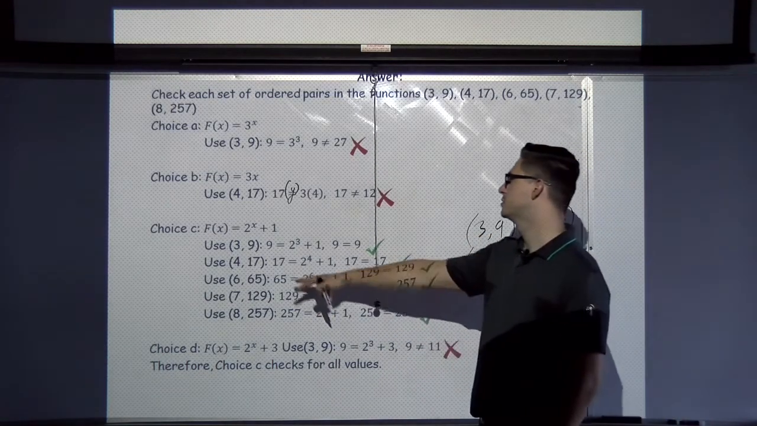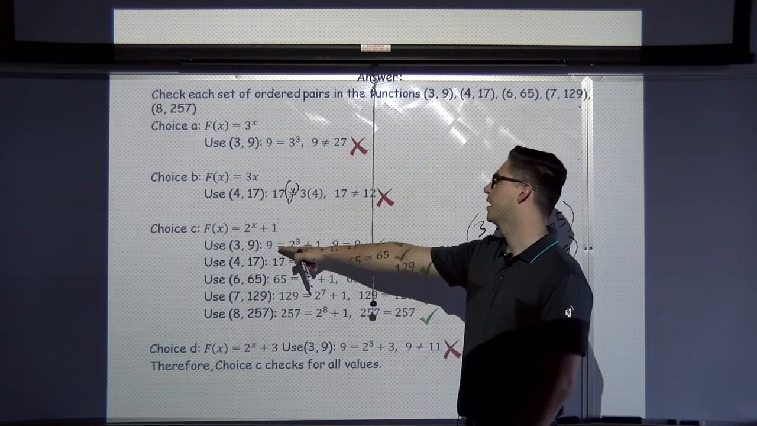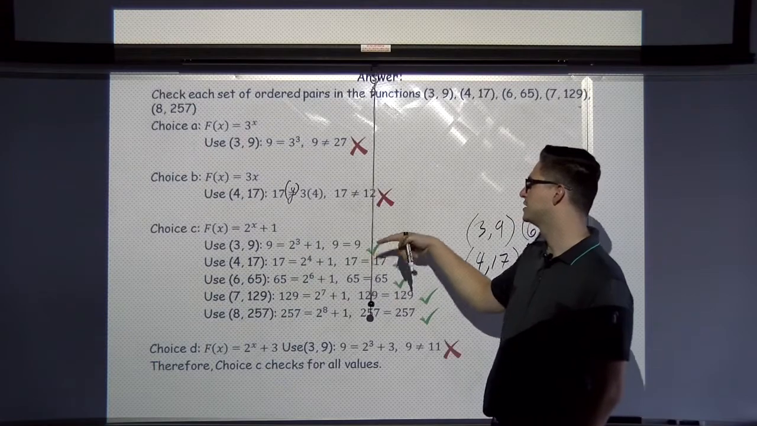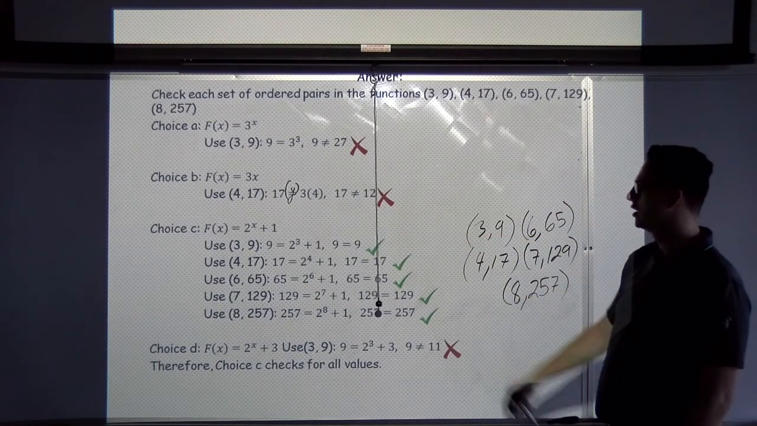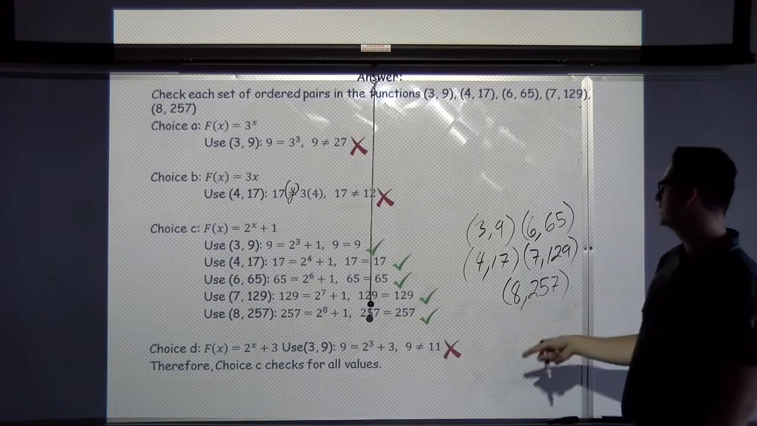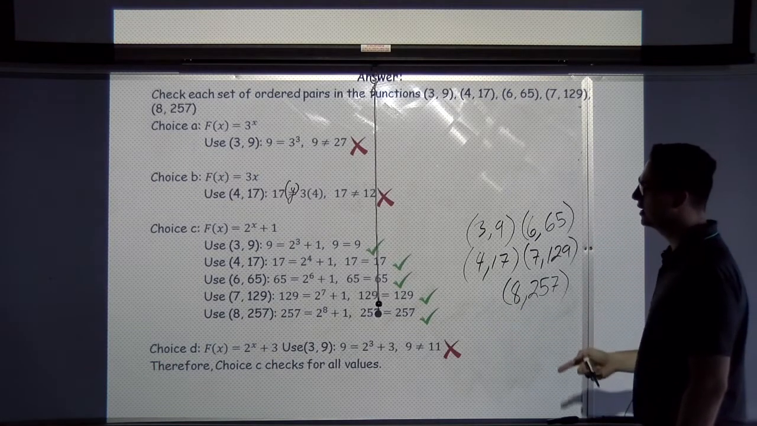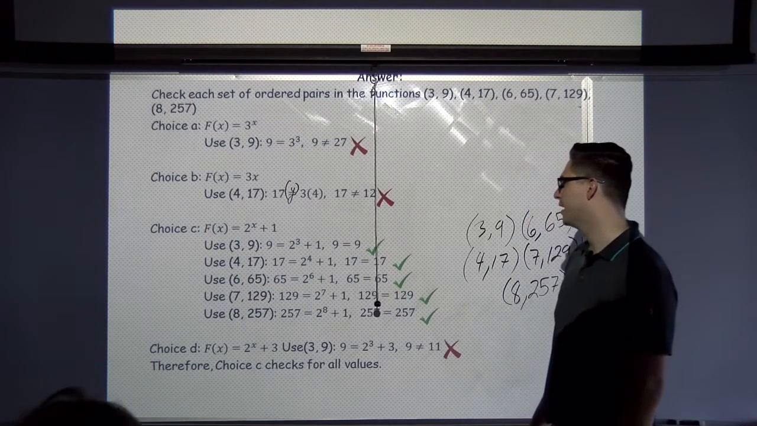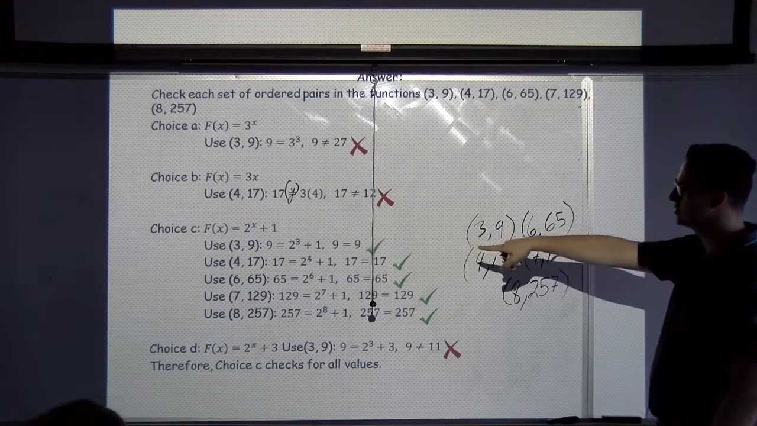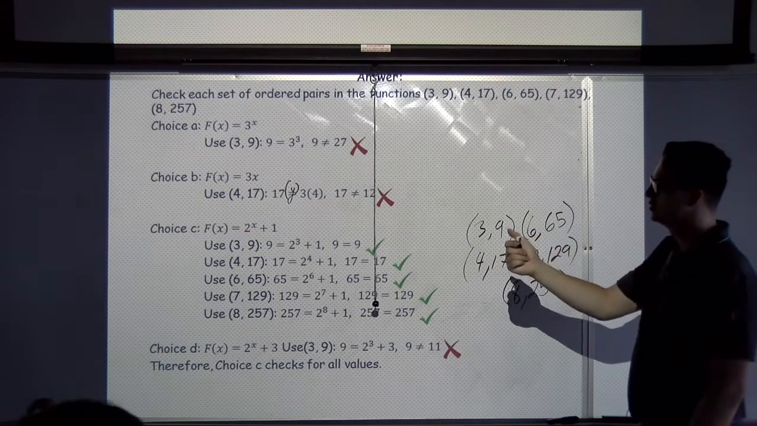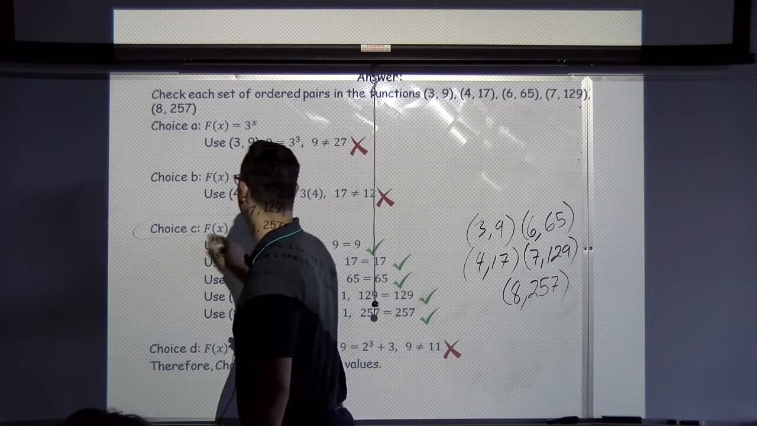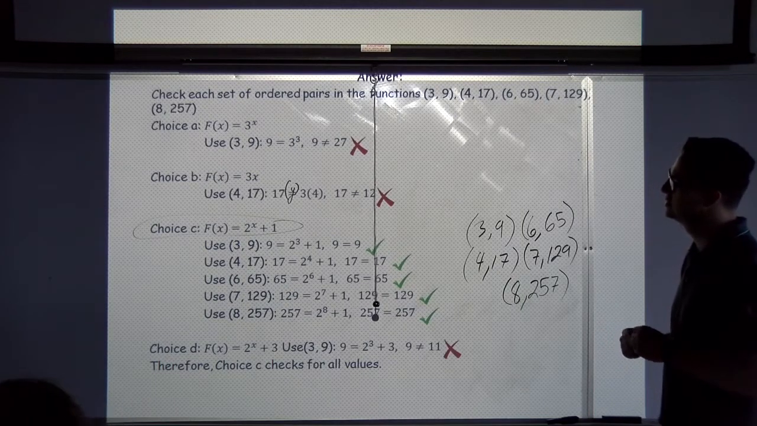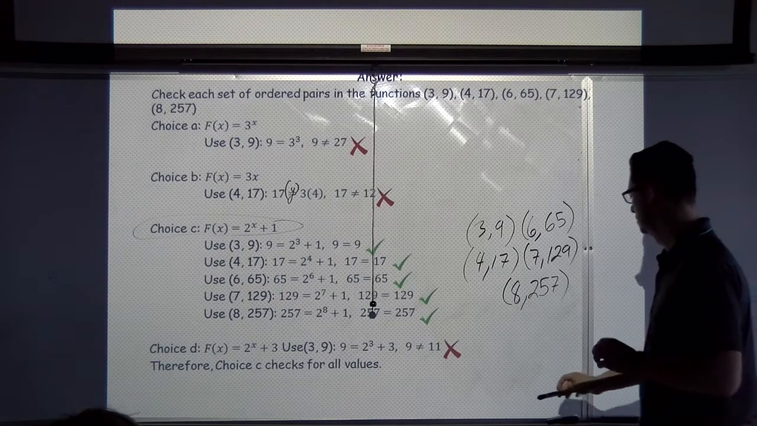So if we use our ordered pair (3, 9), we have 9 equals 2 to the third power, which is our x value, plus 1. We notice that it checks out, where 9 equals 9. If we use all of our ordered pairs, (4, 17), (6, 65), (7, 129), (8, 257), and plug in our numbers as our x value and then our y value, we notice that each of our ordered pairs checks out. So the correct answer is going to be choice C: f of x equals 2 raised to the x power plus 1.